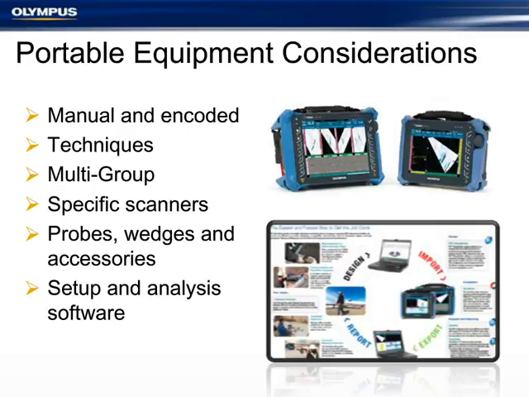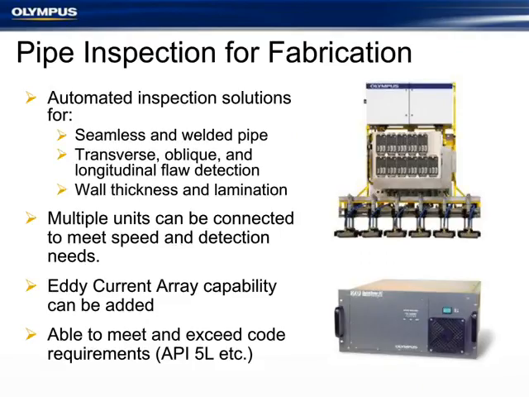So we're going to switch gears a little bit to talk about general phased array for pipe inspection for fabrication. We personally manufacture automated inline inspection solutions for both seamless and welded pipe, along with some ERW pipe systems as well. These are typically put inside a manufacturing environment in line with some other process so that we can very rapidly inspect newly manufactured pipe.